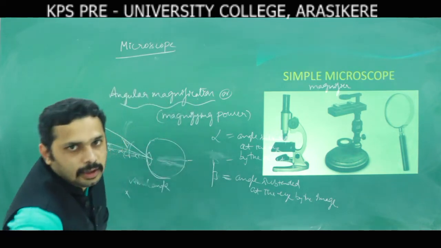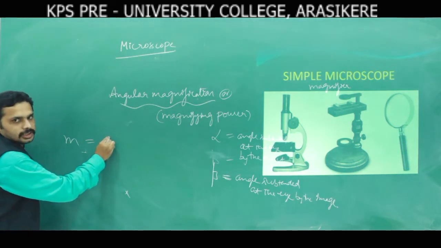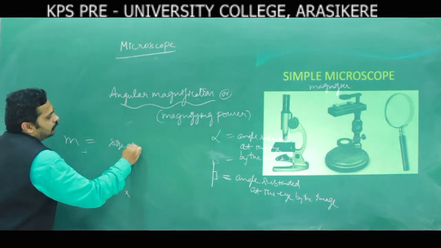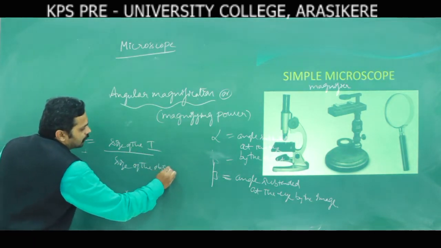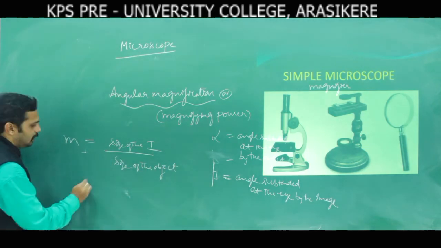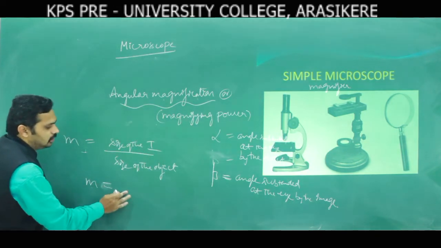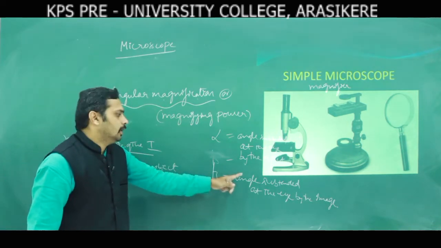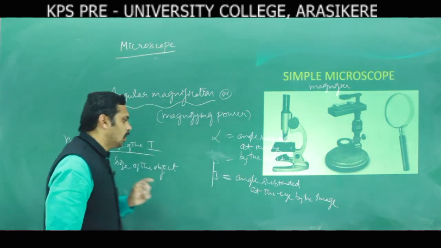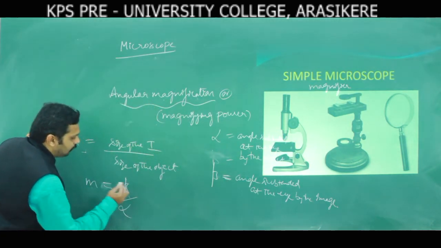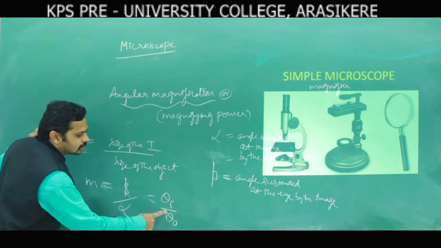Now I am going to define the angular magnification. What is linear magnification? The linear magnification is defined as the size of the image to the size of the object. What is angular magnification or magnifying power? The angular magnification or magnifying power is defined as the angle subtended at the eye by the image to the angle subtended at the eye by the object. This is beta by alpha, or theta I by theta naught.